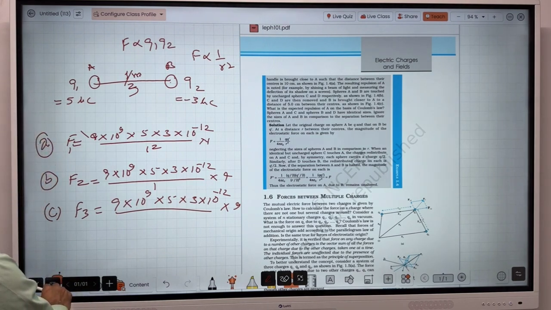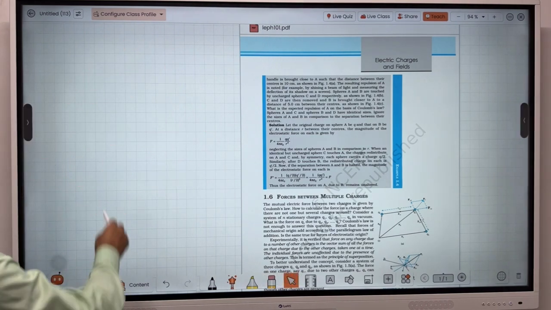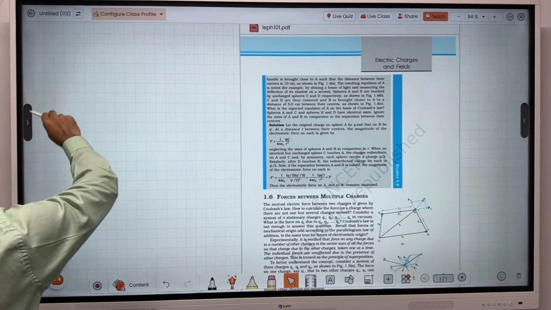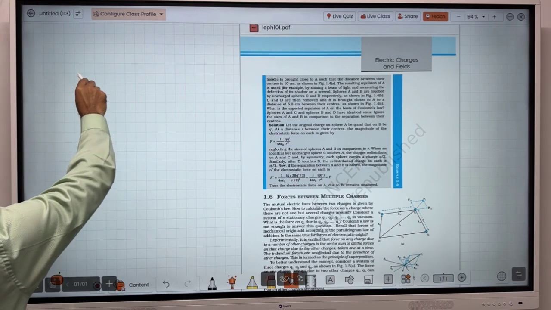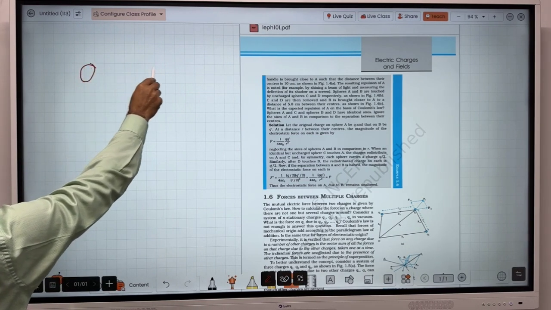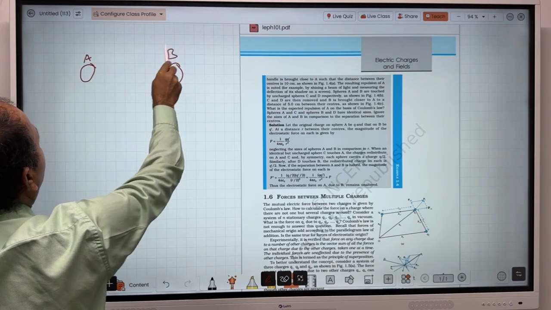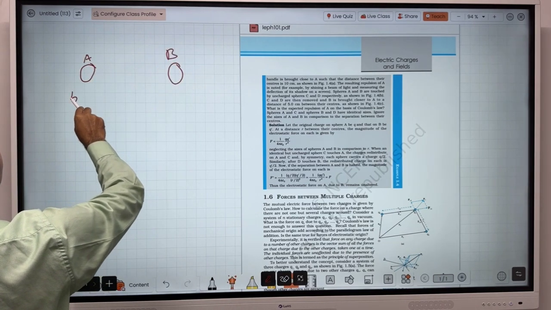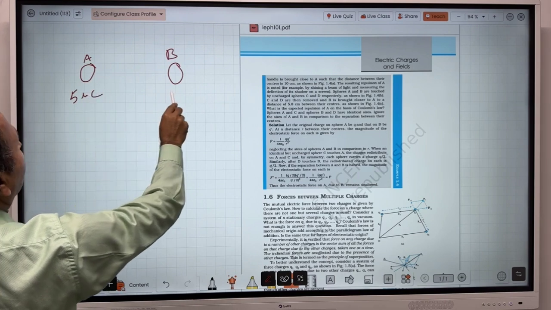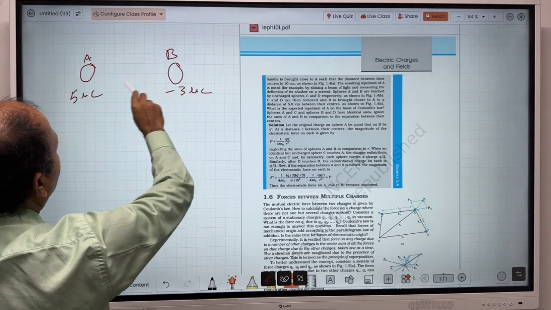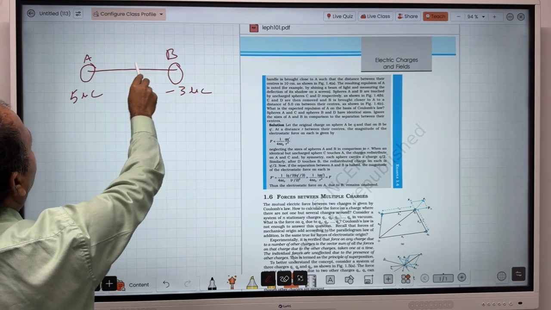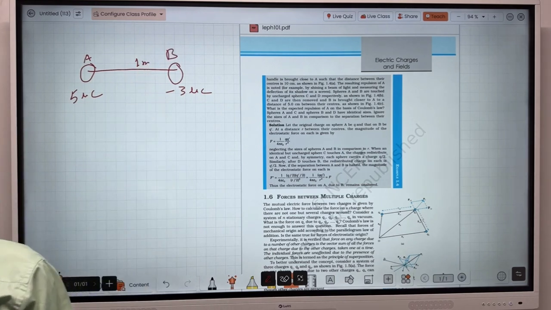Now another situation will be there. Suppose we have the previous situation we are discussing. Suppose this is body A, this is body B. Suppose this is say 4 or 5 microcoulomb, this is minus 3 microcoulomb, and separation is 1 meter. Okay.